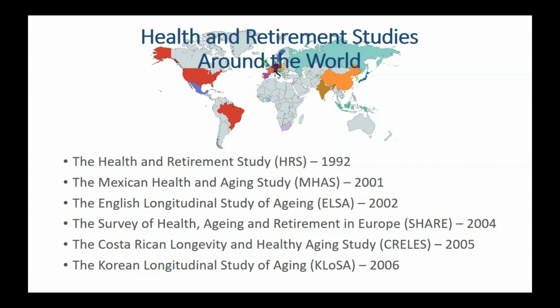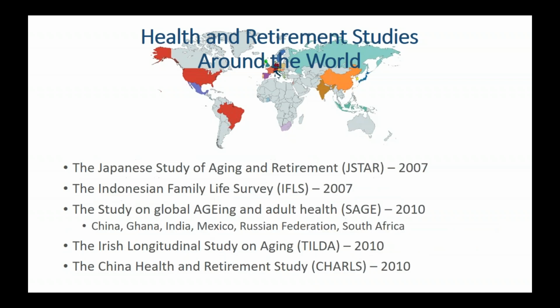HRS in the United States was the first study and has now been going on for over 25 years, having 13 waves of data, followed by Mexico, England, and a group of 20 or so countries in Europe, plus Israel for SHARE. SHARE has increased the number of participating countries ever since the first wave. Costa Rica and South Korea developed their own studies. These were followed by Japan and Indonesia.